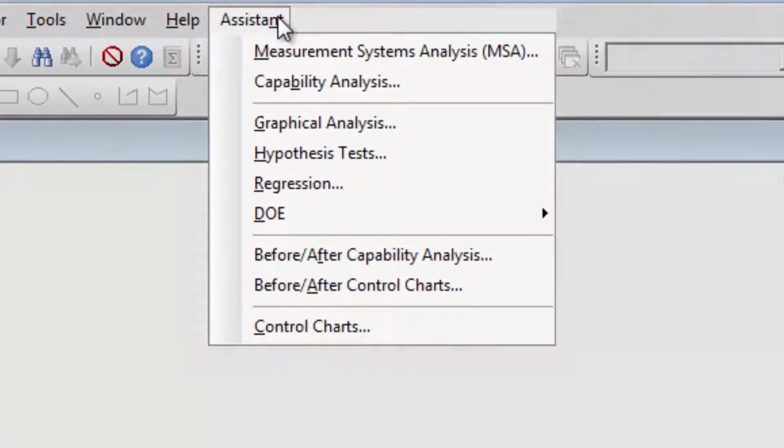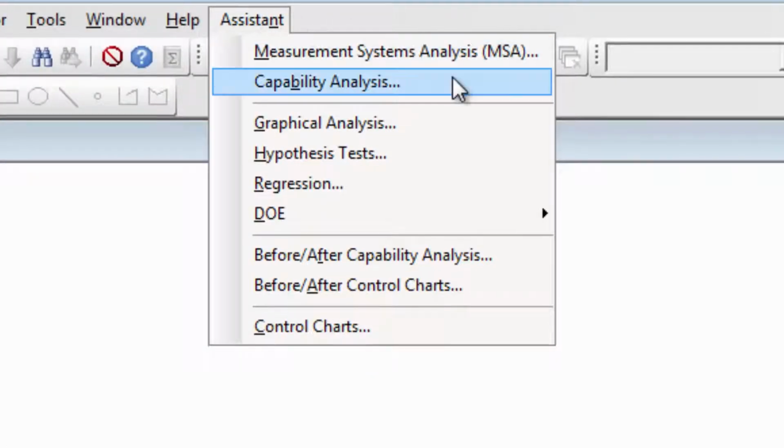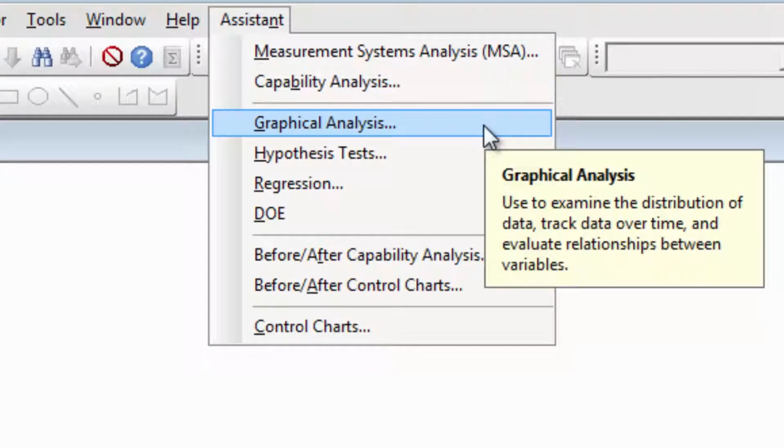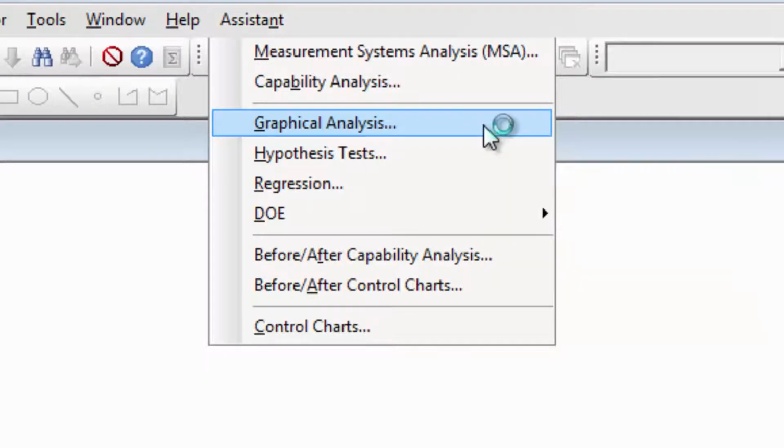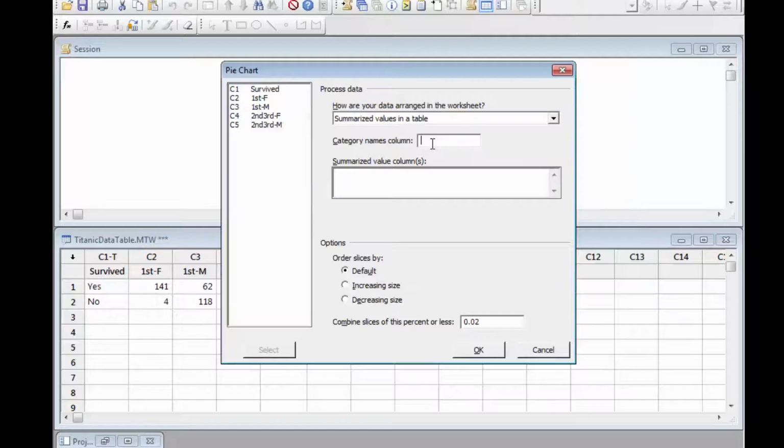The assistant is an interactive menu that guides you through performing and interpreting your analysis. Select Assistant, Graphical Analysis, and choose the graph you need. The assistant's decision tree helps you choose the right graph based on your objective. In this case, we want to compare data across categories, so a pie chart is a good choice. Press the Pie Chart button and select the appropriate category and summarized value columns.